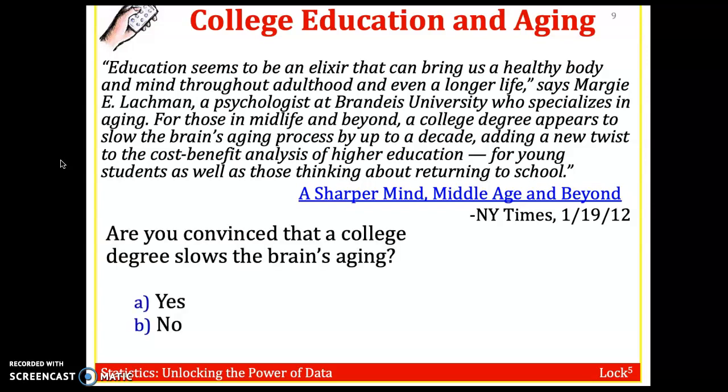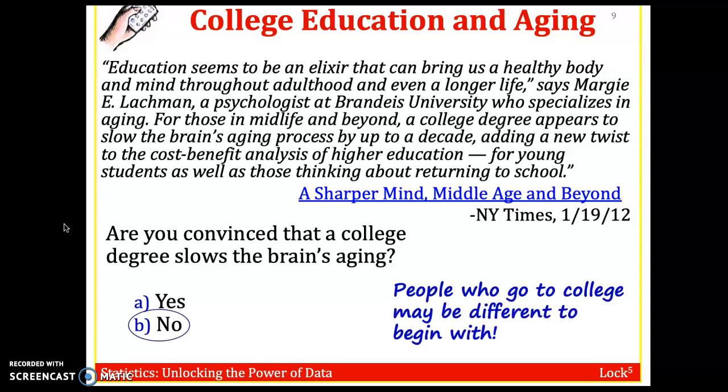So from this, there's a study done on a population group looking at their brains, and from this information, people with college educations did have a slowed aging process. Does this convince you that a college degree slows the brain's aging? As a college professor, my career is teaching college. I want this answer to be a yes, but from this information, we can't say yes.